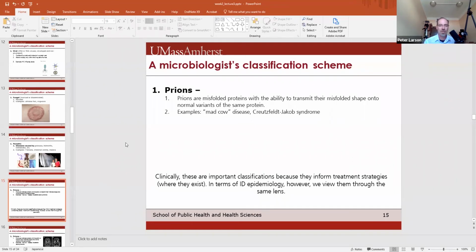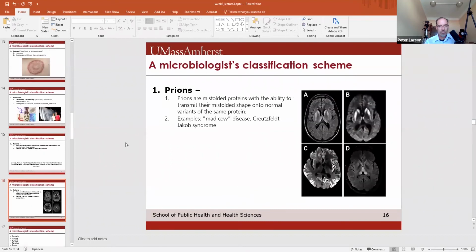Very fascinating. Very rare. Prion diseases are very rare, but definitely don't get them. They're very serious. So here's a picture of a brain infected with Creutzfeldt-Jakob syndrome.